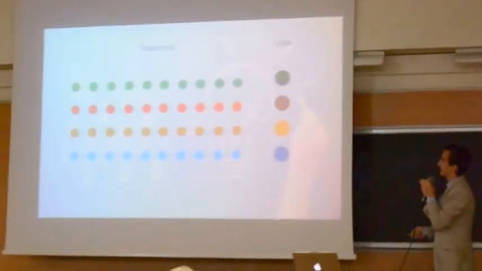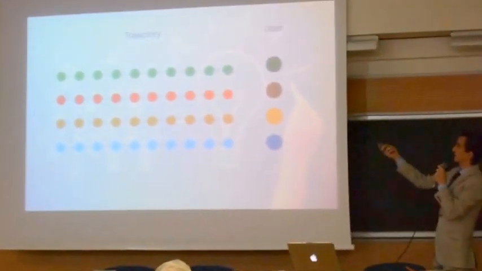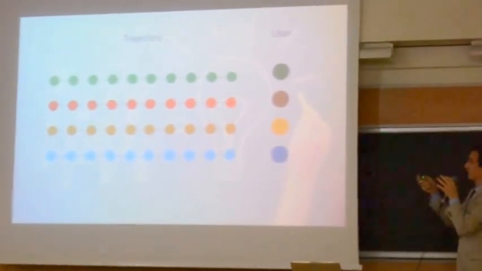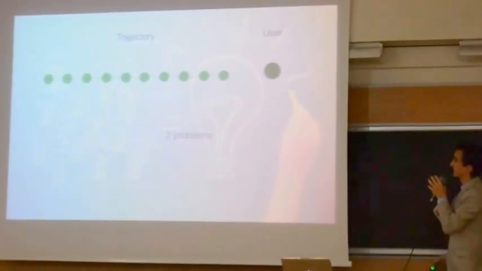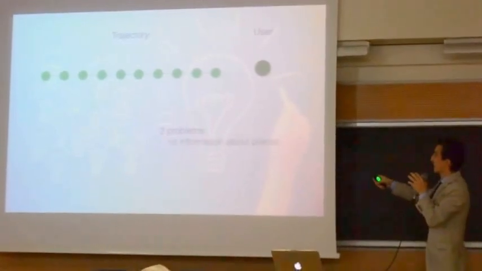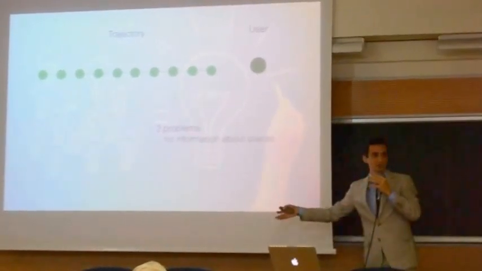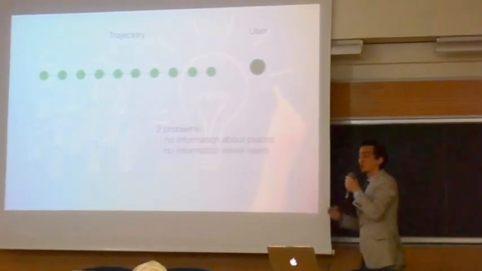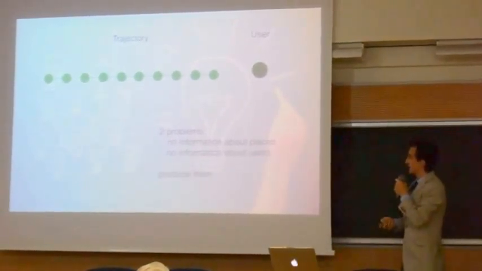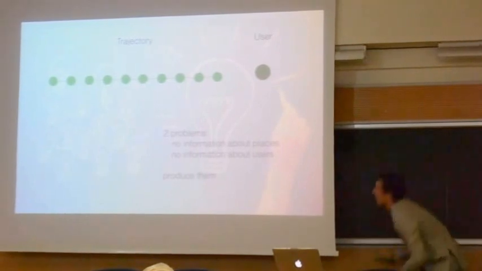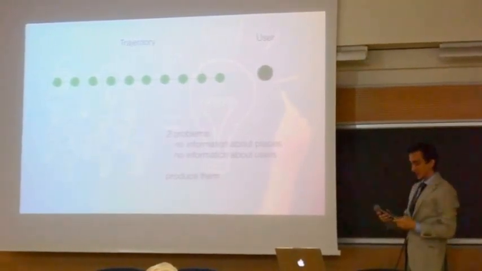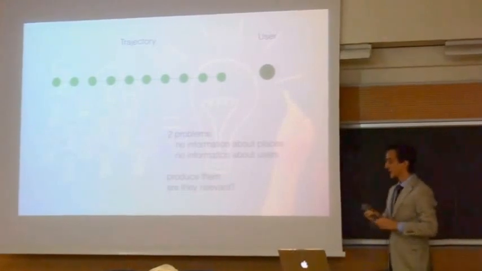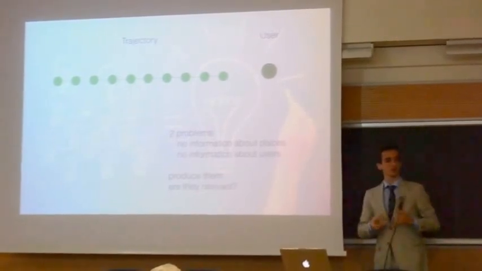So what's the main idea? For each user, I have trajectories. Each trajectory is represented by a set of places. What's the point? I have two problems. I have no information about these places but the coordinates, and I don't have information about users. So the idea is that I need to produce this information, and I have to understand if it is relevant or not.